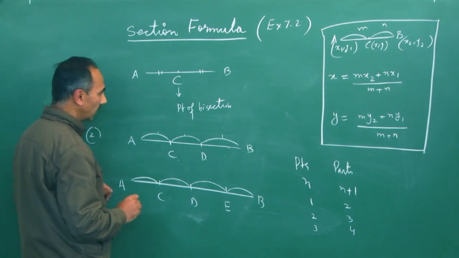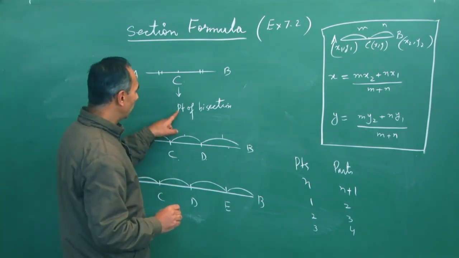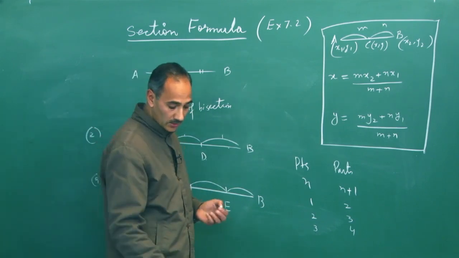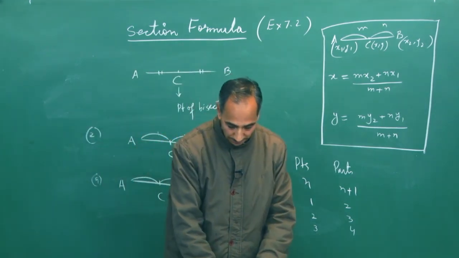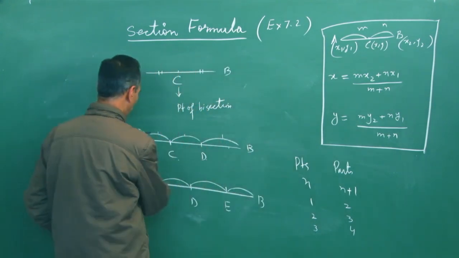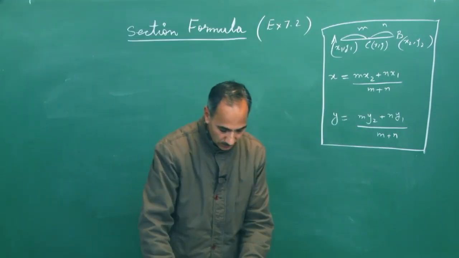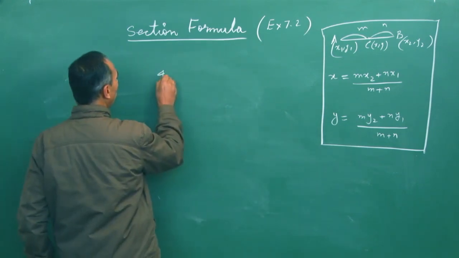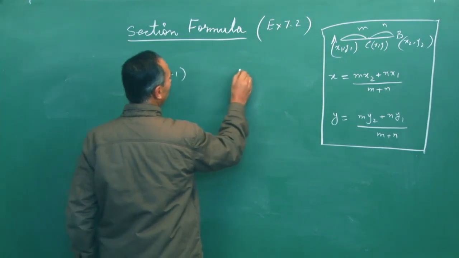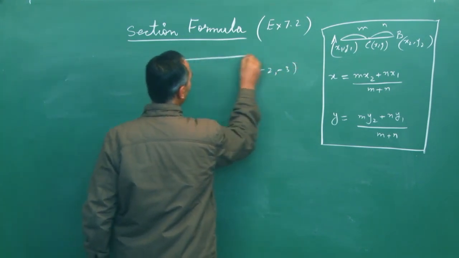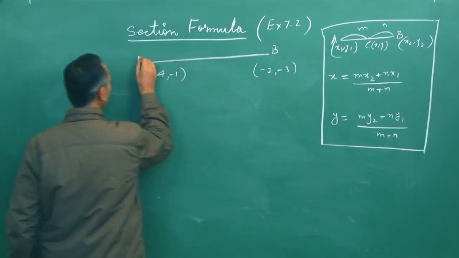We'll do it together. And for point of bisection, you'll use the same formula. In fact, the same formula is to be used for all sums, as I said in the beginning. Now coordinates are 4, -1 and -2, -3. So that's our question number 2. 4, -1 and -2, -3. This is A and this is B. This is question number 2.